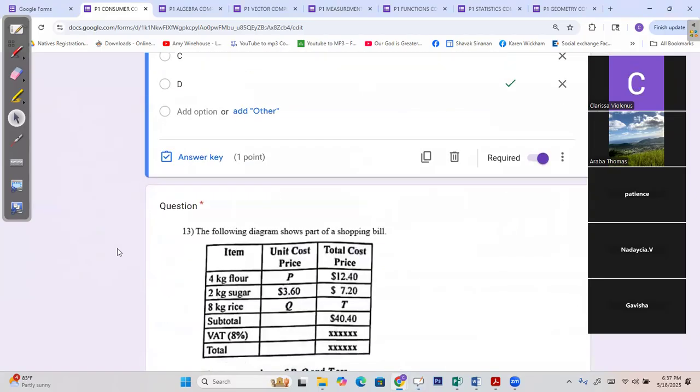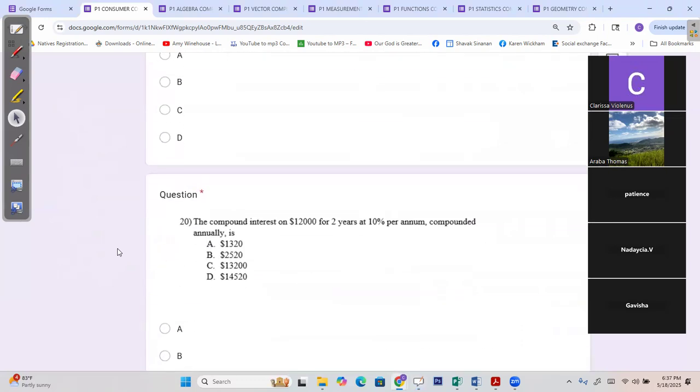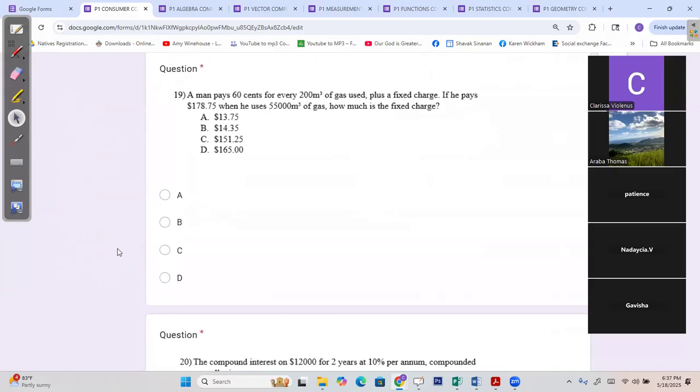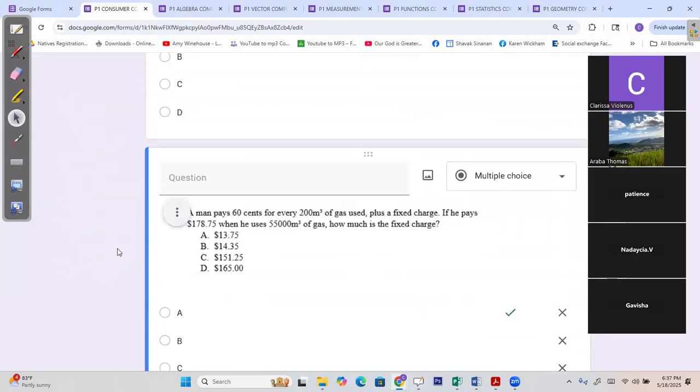We're almost done. Oh my God. We did this one already. The fixed charge was 1375A, so we don't have to calculate that.